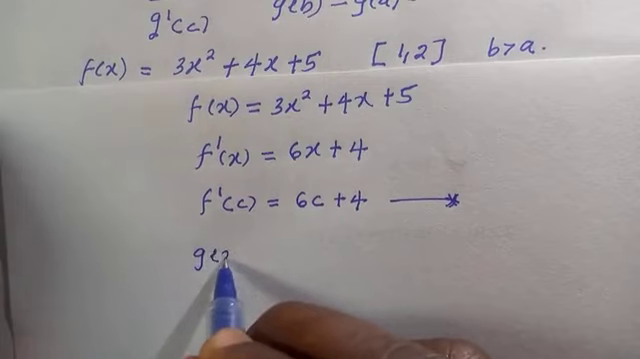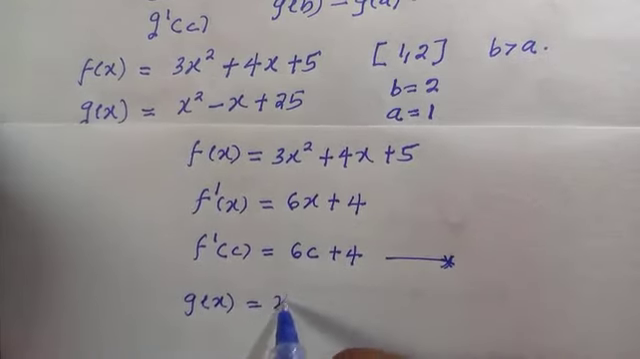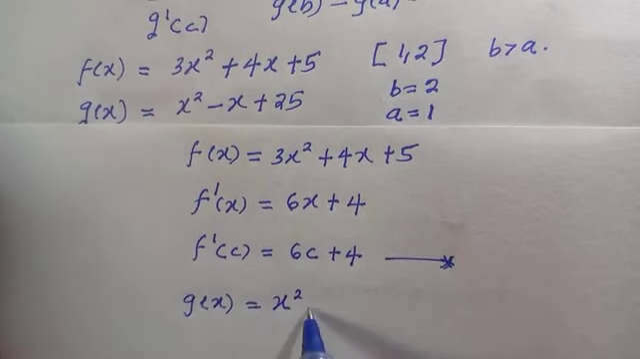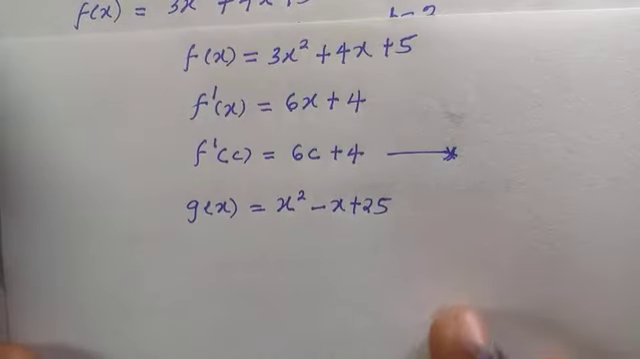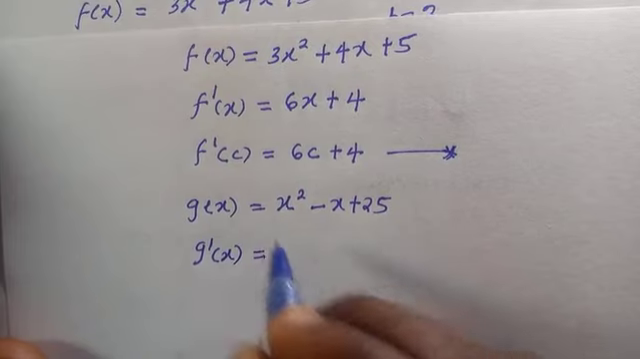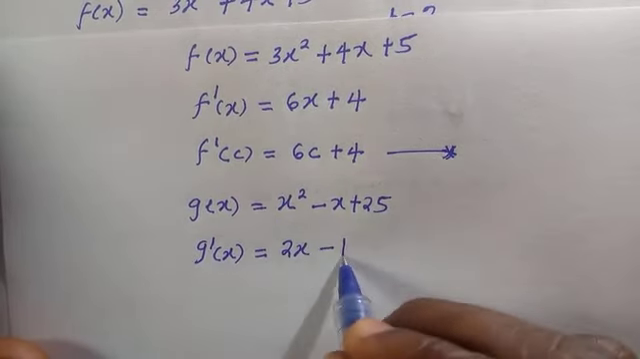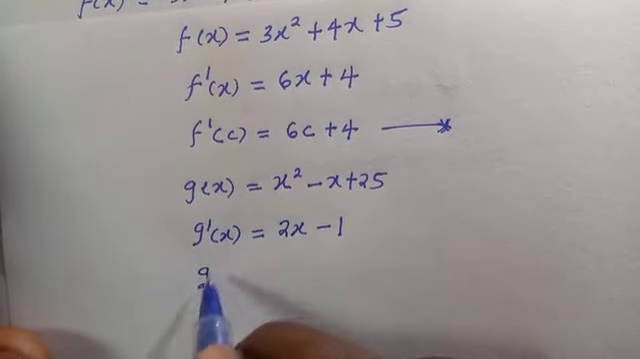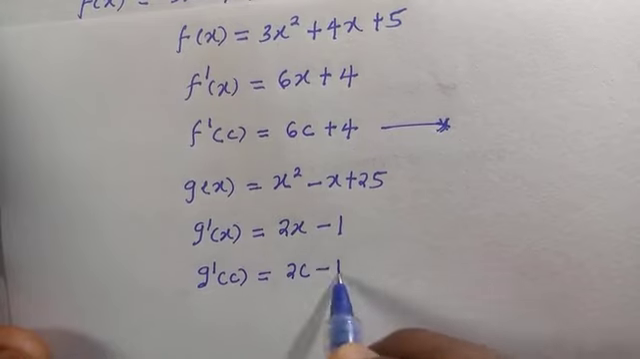And again, let's see g of x. G of x is giving us x raised to the power of 2 minus x plus 25. Differentiating this, we have g prime of x equals the differential of x squared, that is 2x, and the differential of x is 1. The differential of 25 is 0. So g prime of c equals 2c minus 1.